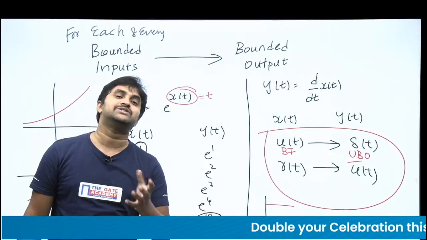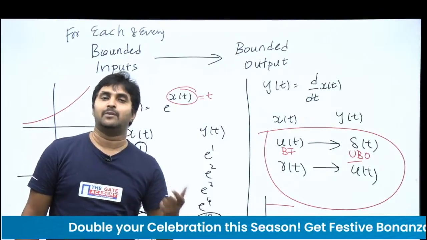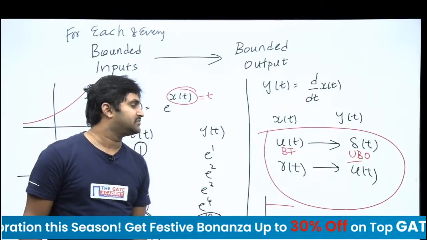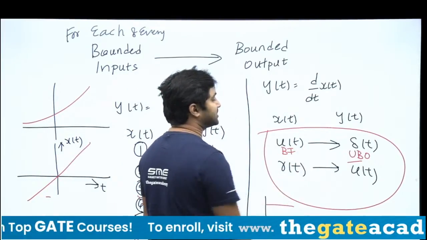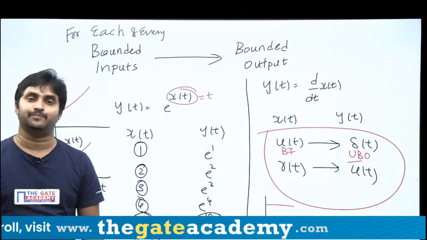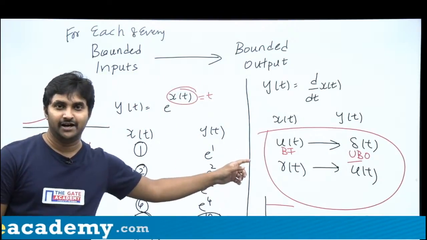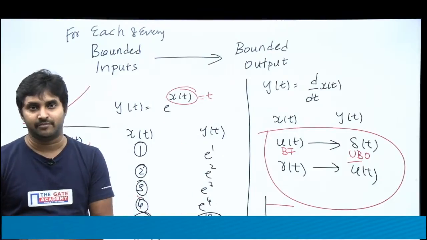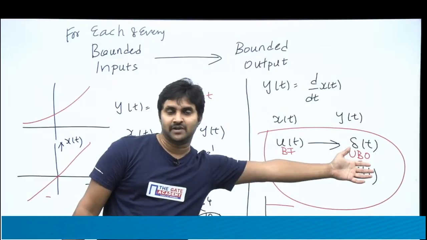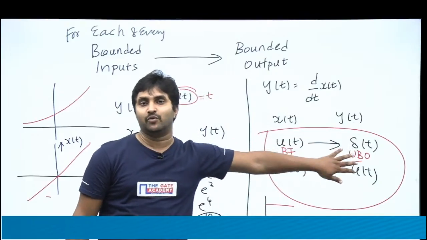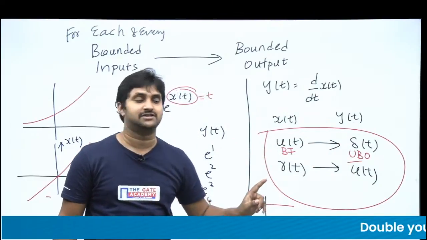And we don't appreciate this, right? How can we accept this for a stable system? No, it is not at all possible, right? So this system is an unstable system. I gave something which is bounded, I am getting something which is unbounded, which is not acceptable for us.